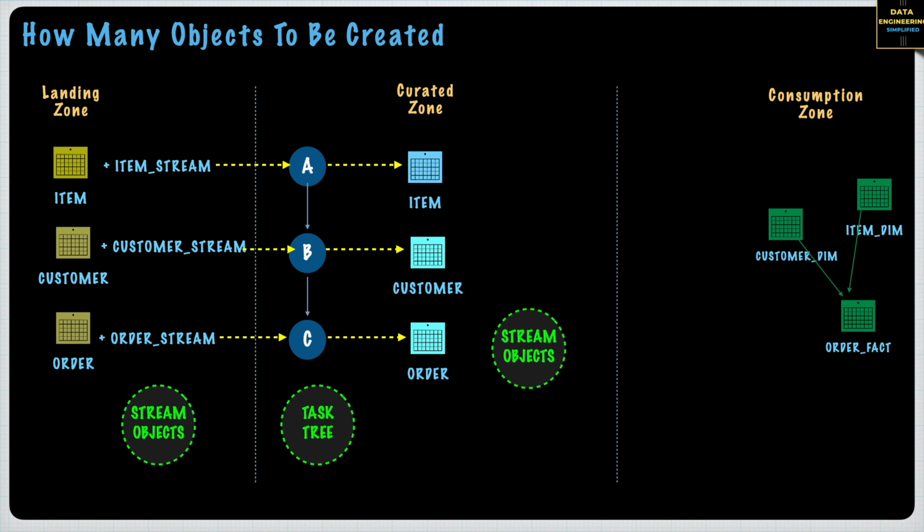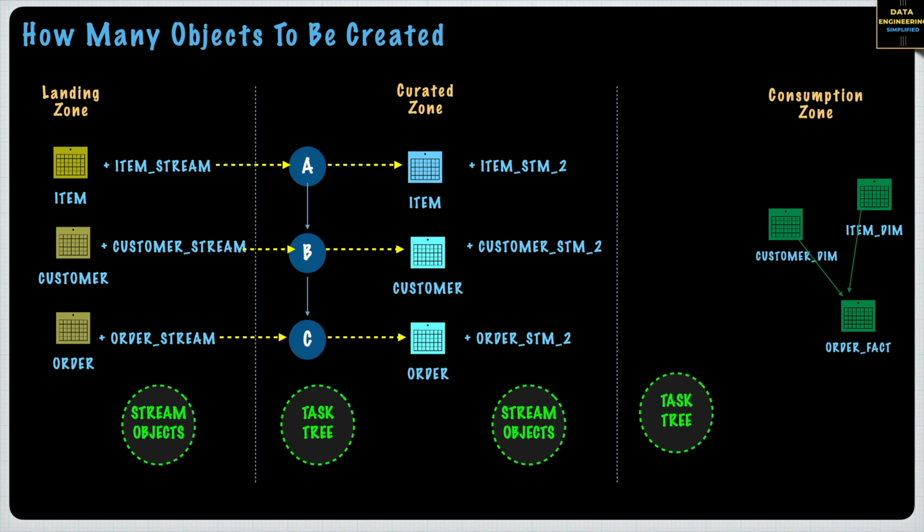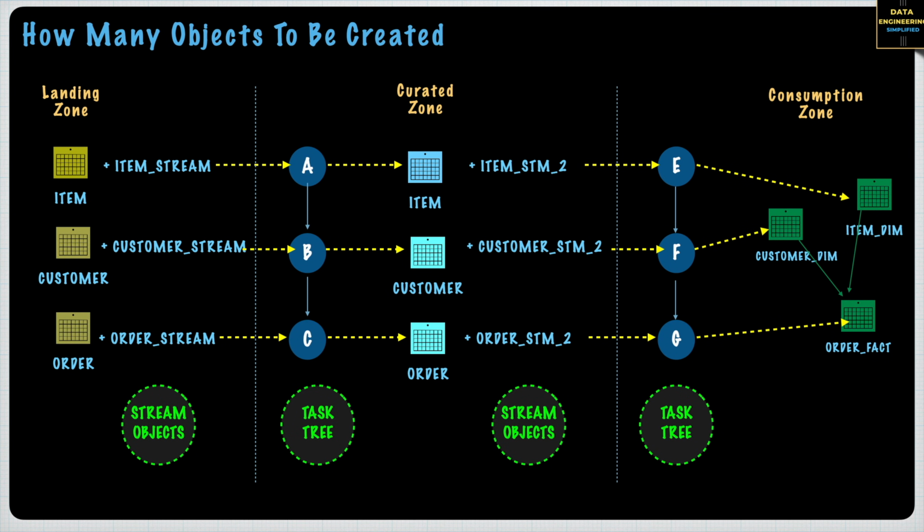Now the curated zone also needs 3 stream objects for the item, customer and order tables respectively. To consume delta data from the curated tables, the consumption zone also needs a task or a task tree which will again run according to our frequency. They would read the delta data from the curated zone and move it to the fact and the dimension tables within the consumption zone.